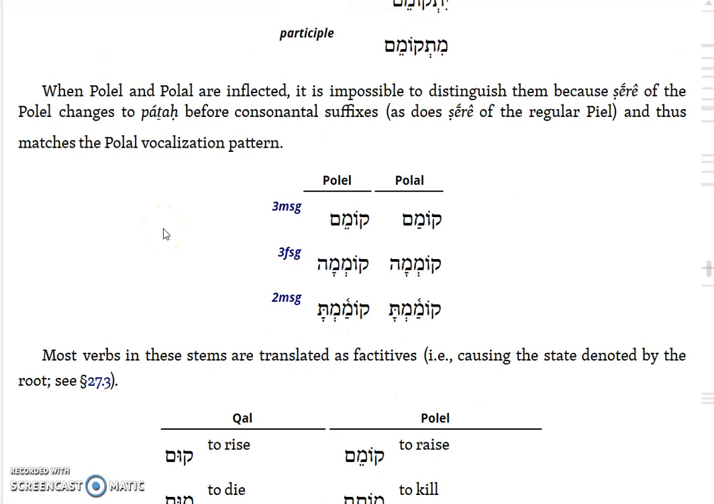Now, when polel and polal are inflected, it's impossible to distinguish them because the tsere of the polal changes to a patach. So here you have komem, the polel, and komam, the polal. But then when you get third feminine singular, well, that tsere reduces to shva, that patach reduces to shva, and you end up with the same form in those cases. And also in later forms, the tsere becomes a patach.